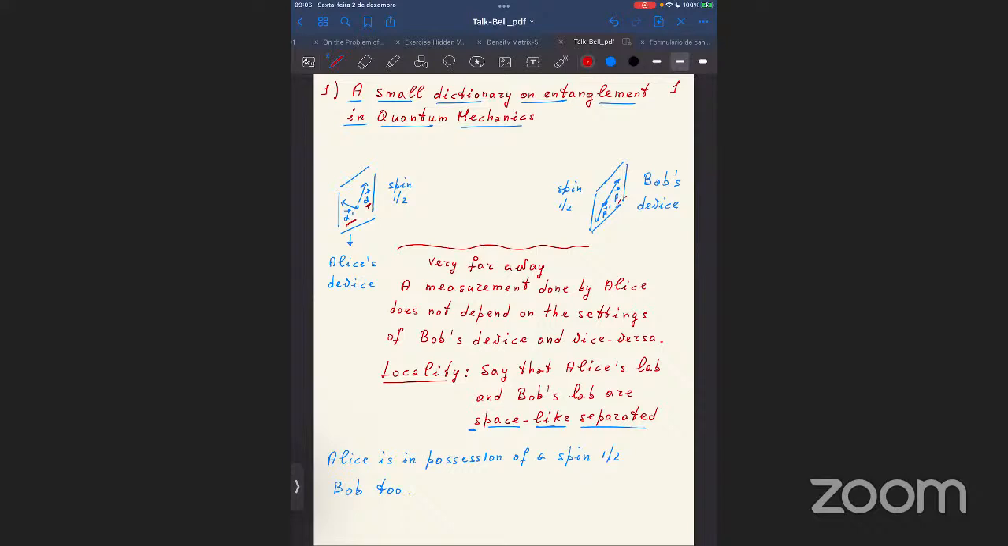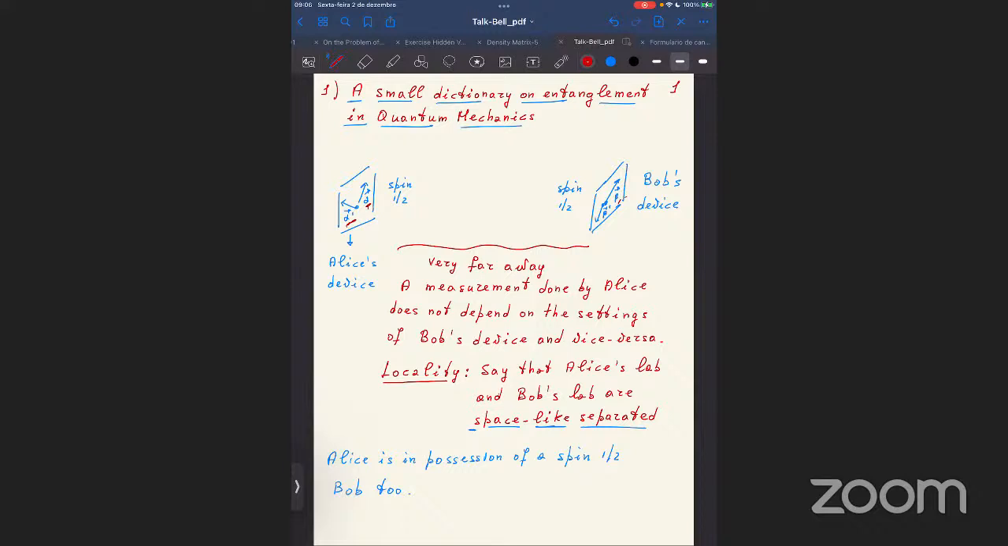And Bob and Alice are very, very far away. So this means that the measurements done by Alice do not depend on the settings of Bob's device and vice versa. In relativistic terms, we could say that Alice and Bob are space-like separated, so they cannot communicate by sending a signal traveling at the speed of light.